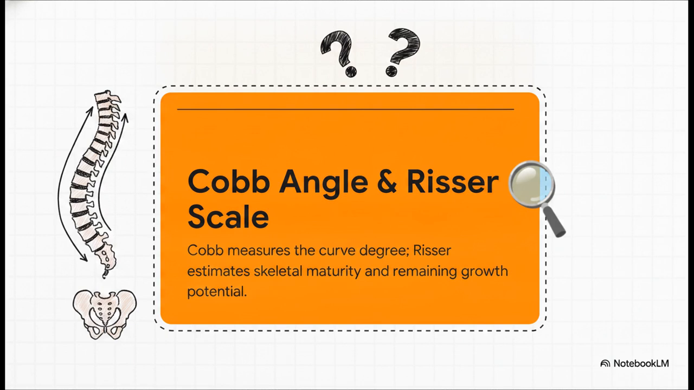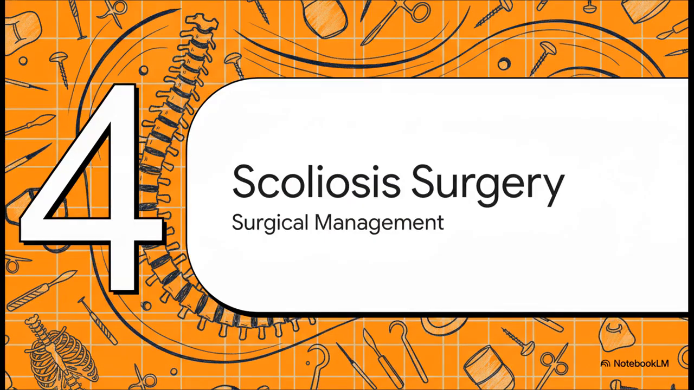Because think about it, if they're still actively growing, that curve has a really high risk of getting much worse. We estimate their remaining growth potential using the Risser scale, which looks at skeletal maturity. Combining the Cobb angle and the Risser scale gives the healthcare team the exact, precise blueprint they need to plan the best treatment.